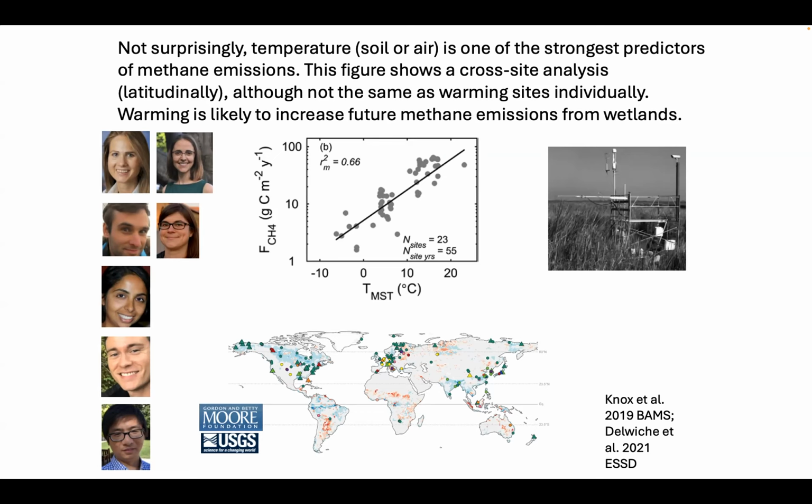The map, again, you see mostly temperate, a fair number of boreal systems in Europe and Alaska and Canada, at least. Almost nothing, literally, in the tropics at the time of this first database assemblage.